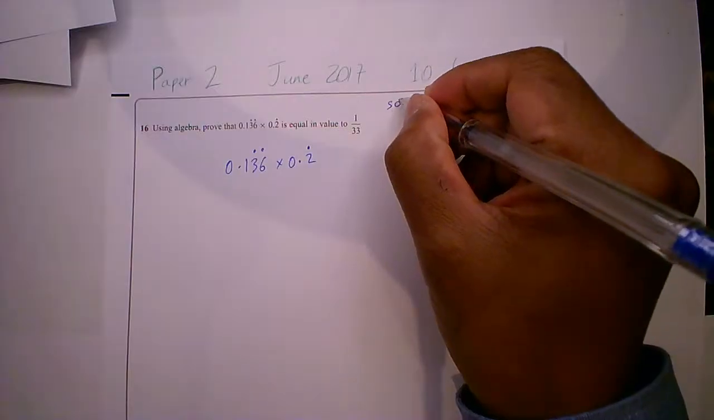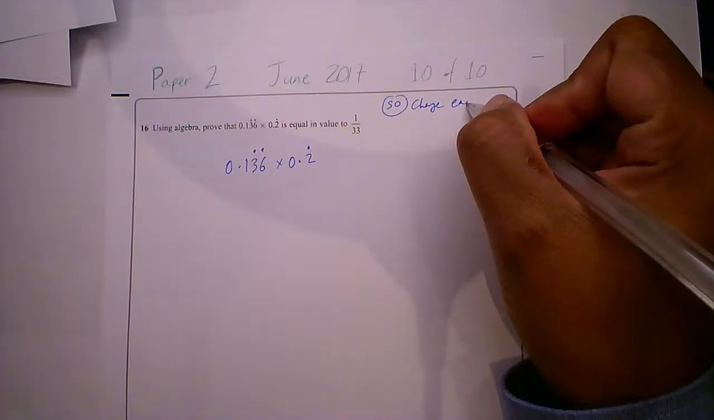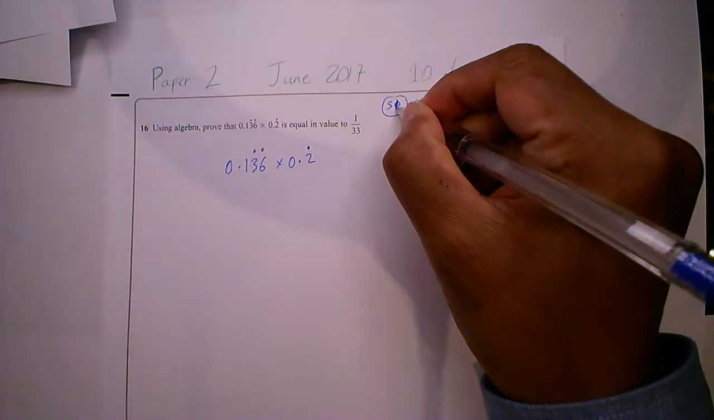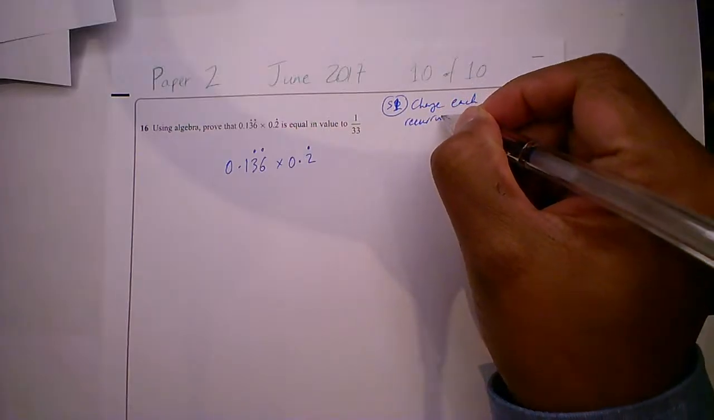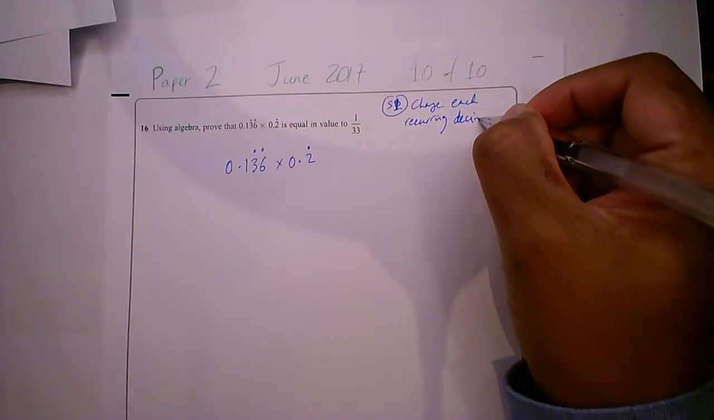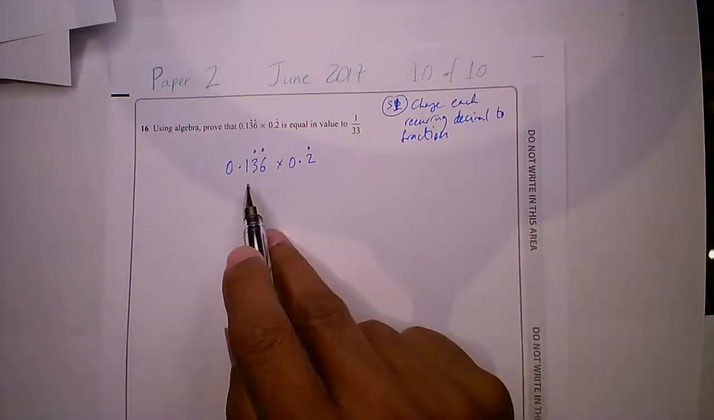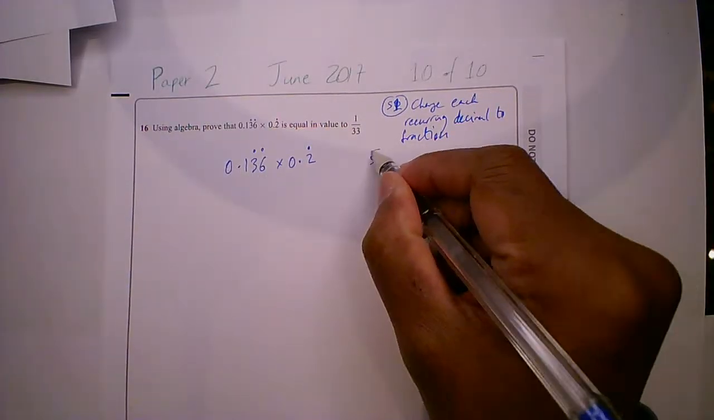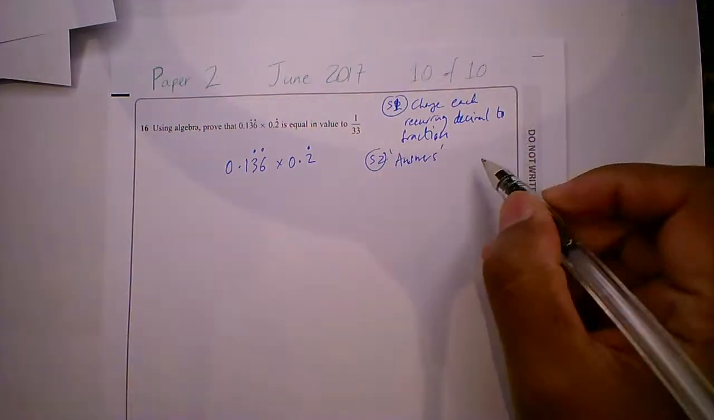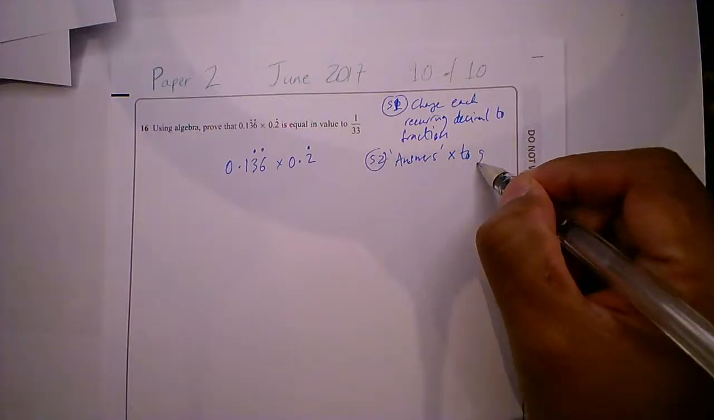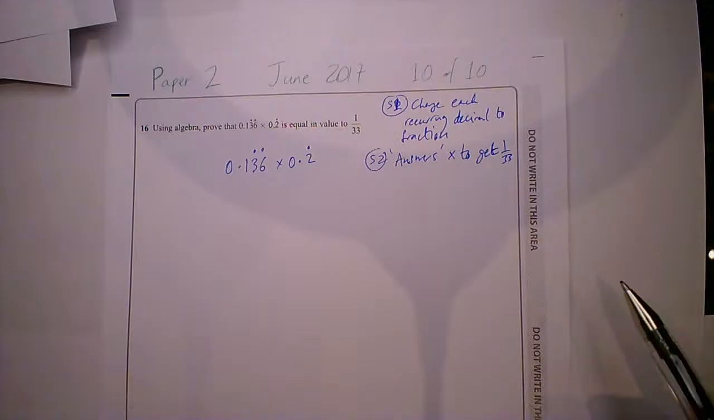So I've got to change these. Let me put it as step 1. Step 1, change each recurring decimal to a fraction. Then my answers I'm going to multiply. Step 2, multiply to get 1 over 33. Okay, so now that's that.